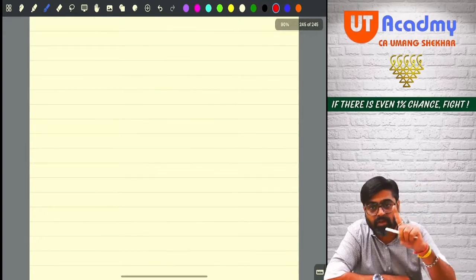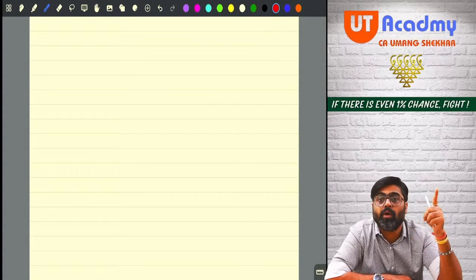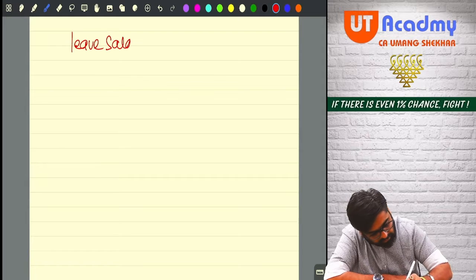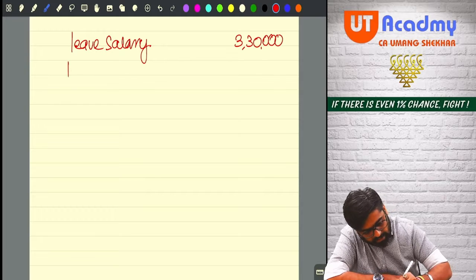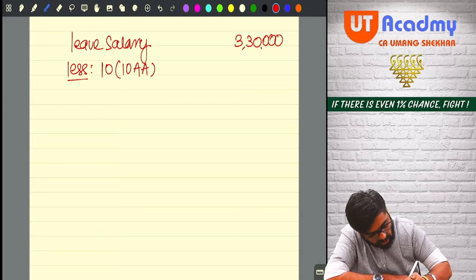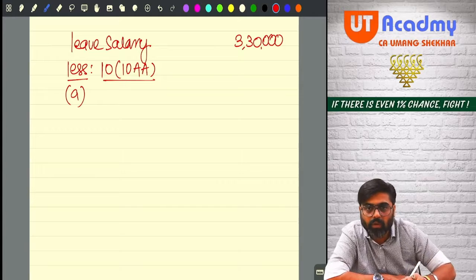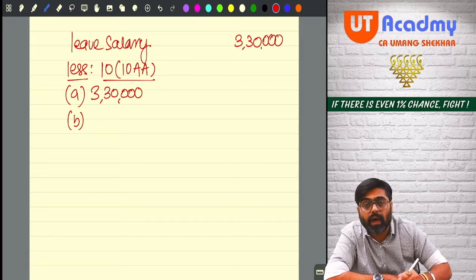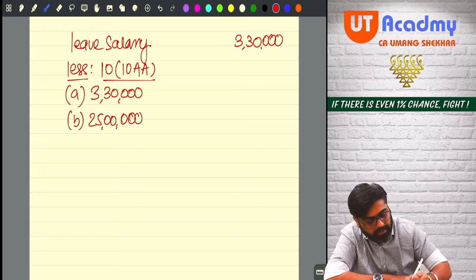If the leave salary is received by an employee who is a non-government employee, how much leave salary is he getting? Leave salary on retirement was 3,30,000. Out of that, he will get exemption under section 10(10AA). How much exemption he will get? A, actual amount received, that is 3,30,000. B is what? Maximum limit available for exemption, that is 25 lakhs. Do you remember for leave salary the maximum limit was 25 lakhs?